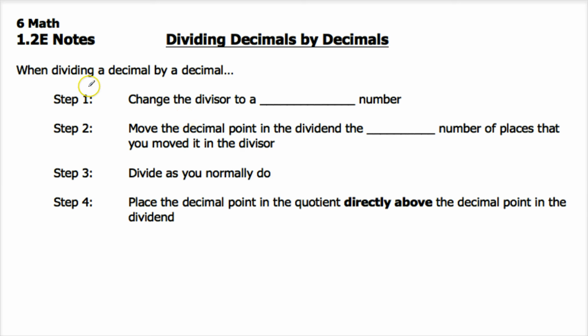The first thing you want to do in a decimal by decimal division problem is change the divisor, which again is the number on the outside of your division house, to a whole number. Then, step 2 is to move the decimal point in the dividend the same number of places that you moved it in the divisor. Once you do these two steps, steps 3 and 4 are just like what we did in the last video, so we're going to jump right into example 1 so you can see what steps 1 and 2 look like.